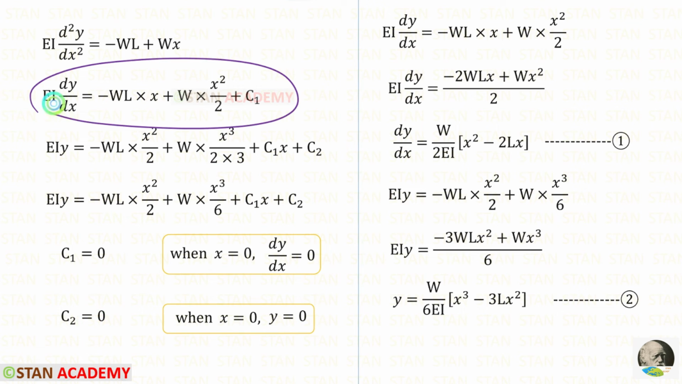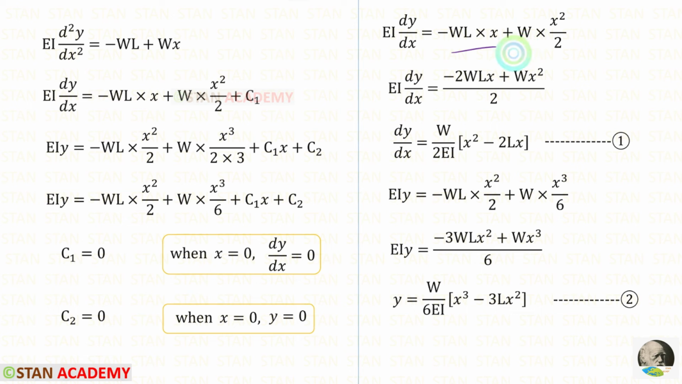In this equation, for C1 we can apply 0, so that we will get this equation. For these two terms, we can take LCM. We have to multiply this term with 2. We can take EI on the other side. From these two terms, we can take W upon 2 outside. This is the slope equation. We can keep this equation as number 1. Using this equation, we can find the slope at any point of the beam.